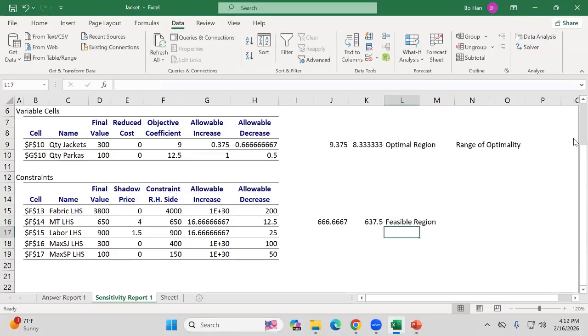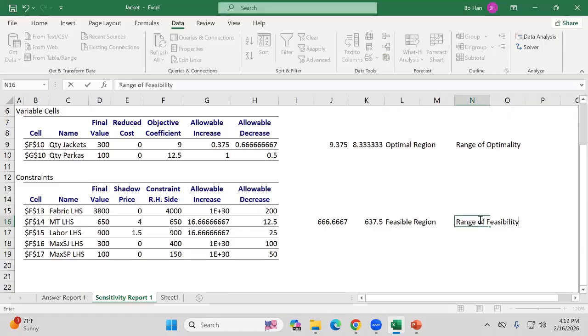Of course, we have a second terminology. It's called the range of feasibility. They refer to the same thing. Are we all good? Okay, if all good, my job is done for today. This is what I want to focus on today.